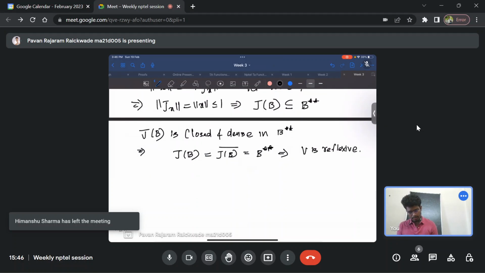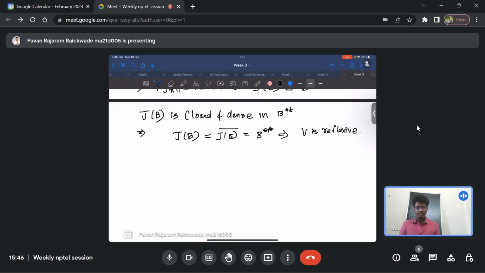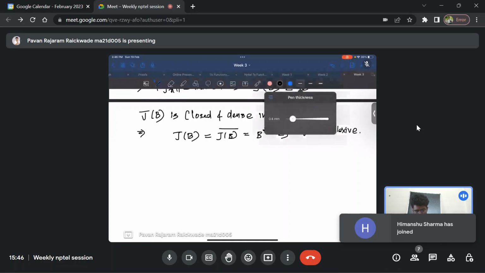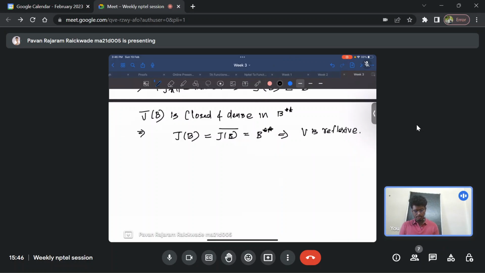Why? Reflexive means what? The canonical mapping J has to be onto, right? That is the meaning of a reflexive mapping, that the canonical embedding is onto. So what you have is J of B equals B star star. From this, the claim is V is reflexive.